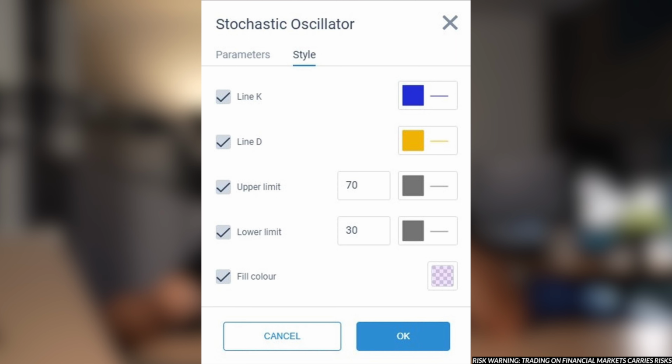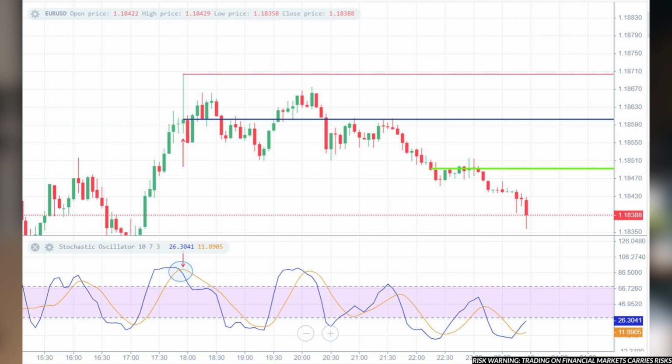Okay, so we will buy if the following conditions are met: lines are on the border of 30% or beyond, and %K crosses the %D from the bottom. As for the conditions for a sell trade, lines are on the border of 70% or beyond, and %K crosses the %D from the top.